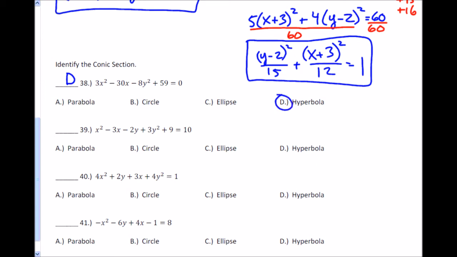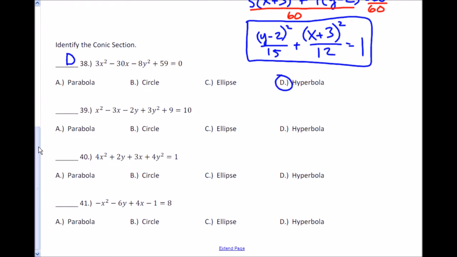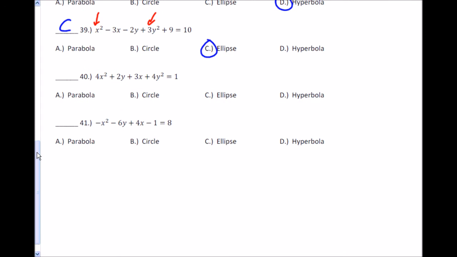It's letter D. Okay. Number 39, once again, I have 2 quadratic terms, so it's not a parabola. The coefficients of those quadratic terms are a 1 and a 3. They're not exactly the same, so it's not a circle, but they do have the same sign, so this one is an ellipse. Okay? In number 40, once again, I have 2 quadratic terms, so it's not a parabola, but the coefficients of those quadratic terms are exactly the same, positive 4 and positive 4, which means this one is a circle. If they're exactly the same, it's a circle. And then the last one here, number 41, I only have 1 quadratic term, and 1 quadratic term is a giveaway for this thing being a parabola.